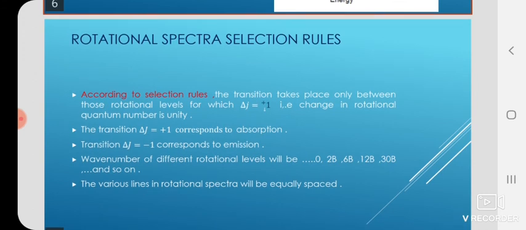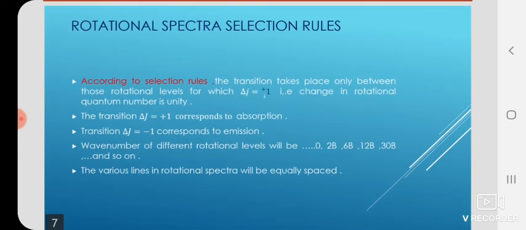So there are some selection rules for a rotational spectra. According to the selection rules, the transition takes place only between those rotational levels for which delta J is equal to plus or minus 1. That is, the change in rotational quantum number is unity. Only plus or minus 1 energy states are allowed. All remaining energy levels are forbidden.